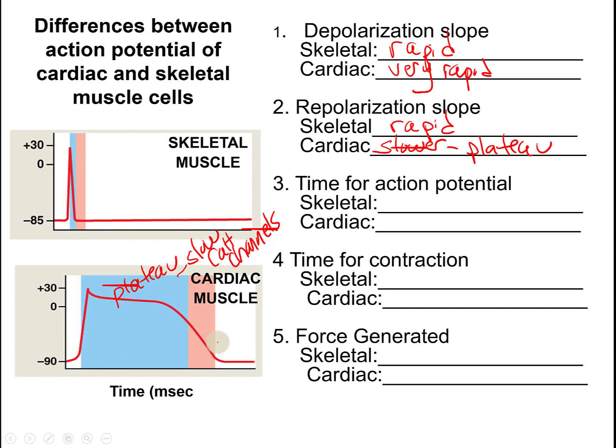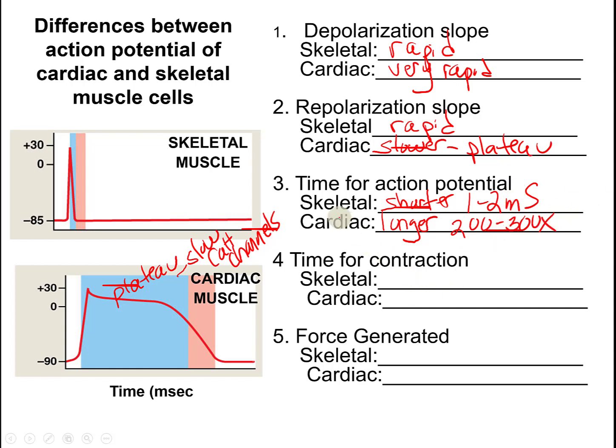The cardiac muscle has a longer action potential. Okay, so we're going to say it is longer and skeletal muscle is shorter. And actually we know the numbers. A skeletal muscle cell's action potential is like 1 to 2 milliseconds, and in a cardiac muscle cell it's somewhere between 200 and 300 milliseconds. So it's 100 times longer.